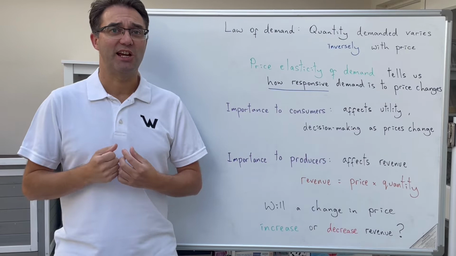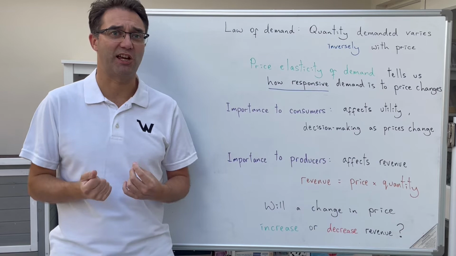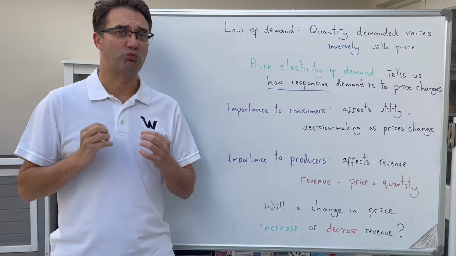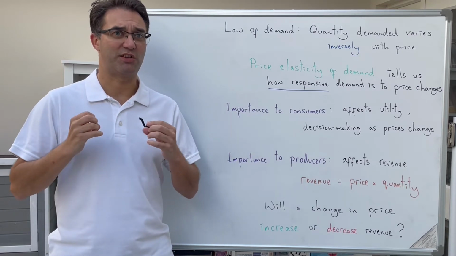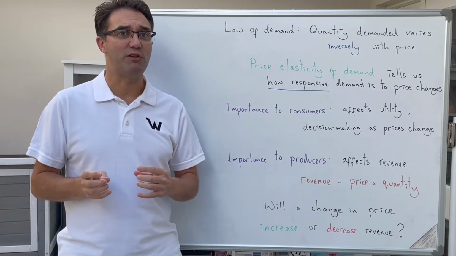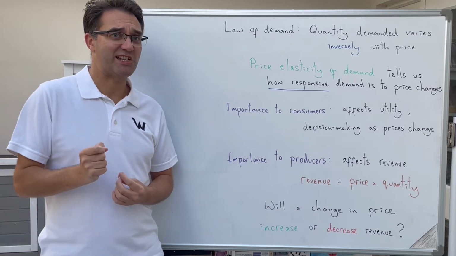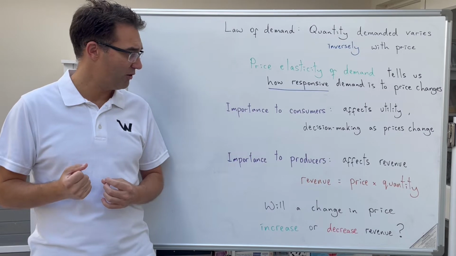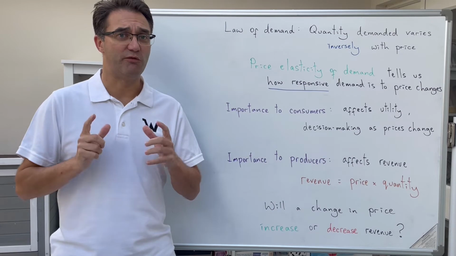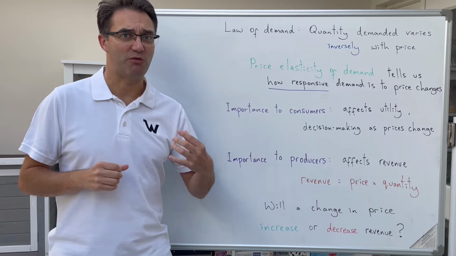Why do we need to know about this? Well, as consumers, it's because price elasticity affects our utility, it affects our decision making. For producers, it's exceptionally important because it affects how much revenue a firm will make, and revenue is one of the key contributors to a firm's profit, which is their main aim. We calculate revenue by price times quantity. So what price elasticity will help a firm or a producer to work out is whether a change in price is going to increase or decrease revenue.